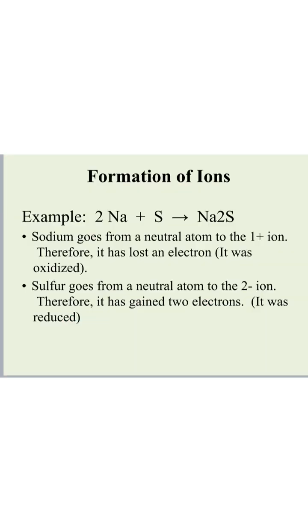All right, so sodium in this example goes from a neutral atom to a +1 ion. Therefore, it has lost an electron and it was oxidized. Sulfur goes from a neutral atom to a -2 ion, therefore it gains 2 electrons and it was reduced. Well, how do we know this? Well, when an element is by itself and there is nothing written up as the exponent, it's neutral. But to form the Na2S, we have to know that they swap and drop our charges. Remember that from last semester.